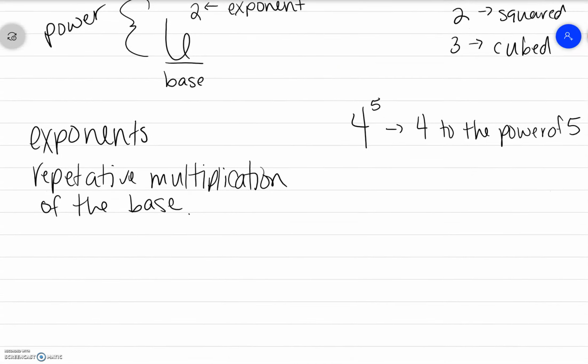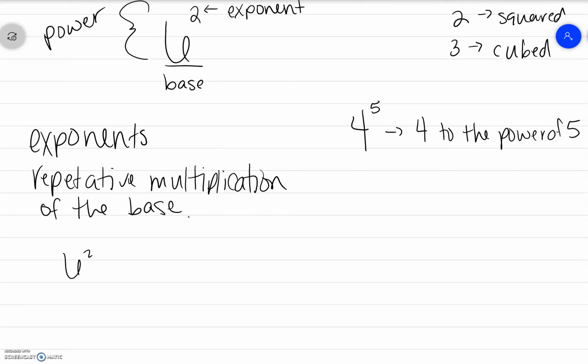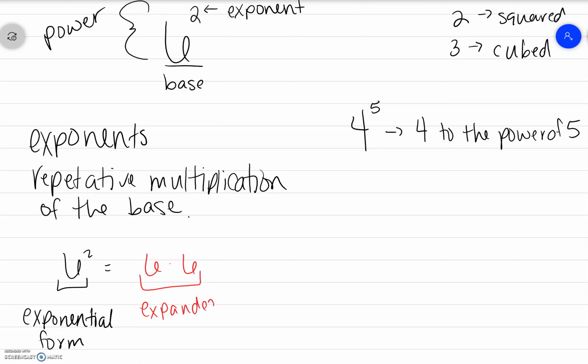So in our first example, 6 to the power of 2, or 6 squared, this is exponential form. And if we write it in expanded form, it shows us really what is going on. So expanded form would be 6 times 6. And standard form would be the standard way that we write numbers. So 6 times 6 would be 36.